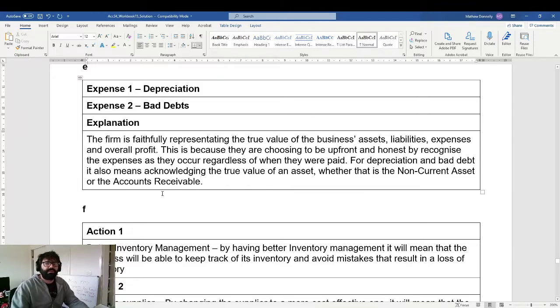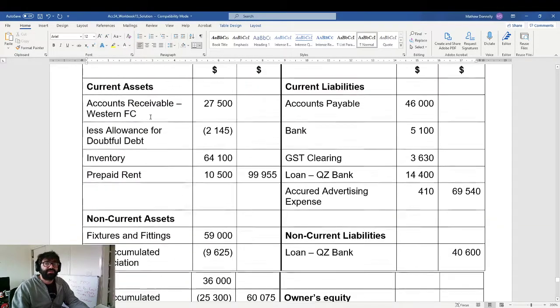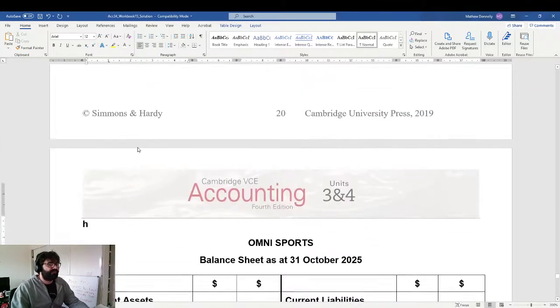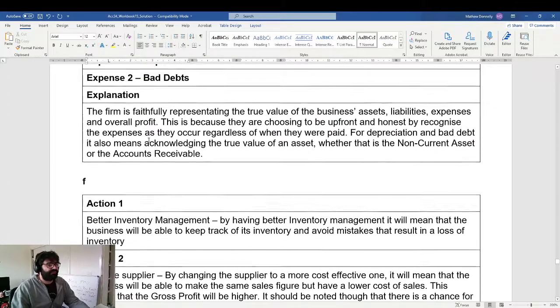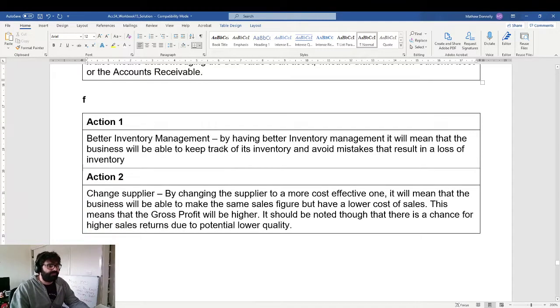because remember, if you look at the balance sheet in H, we go accounts receivable less the allowance for doubtful debts. So that's acknowledging that true value. So it's just making sure for this question you're talking about the true value, please remember that. And that's where depreciation comes in. That's where allowance for doubtful debts comes in.